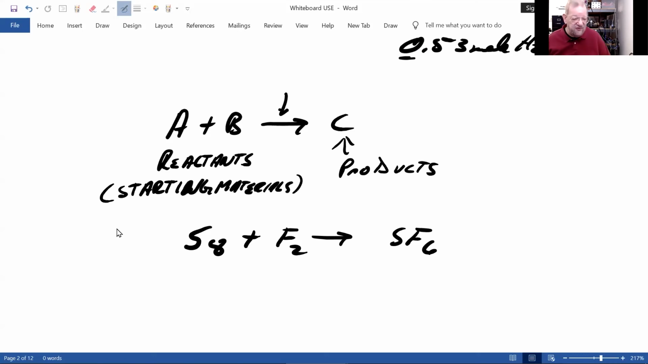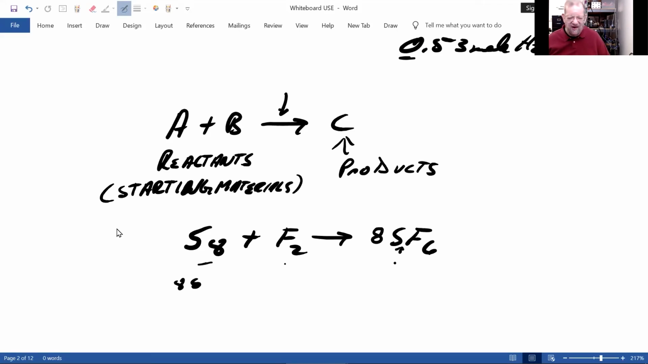And here we have sulfur in this form plus fluorine is sulfur fluoride. Well, how do you do it? Well, I've got 8 sulfur here. How do I get, I only have 1. How do I get 8? I put an 8. You can't put an 8 there. Students like to do that, and it's always wrong.